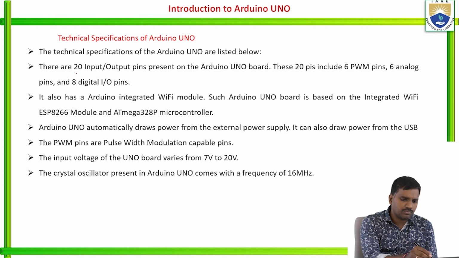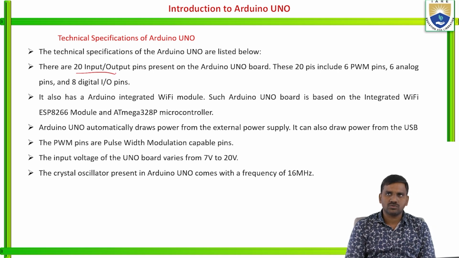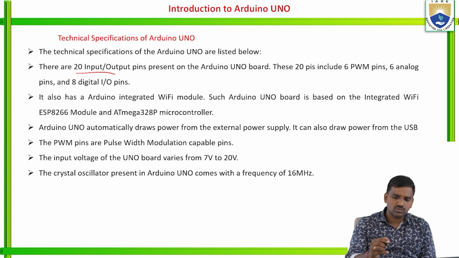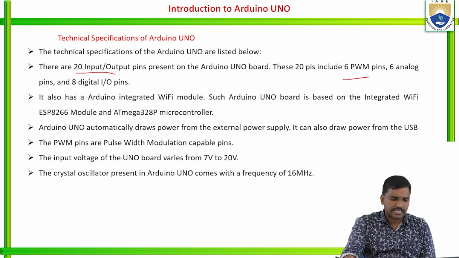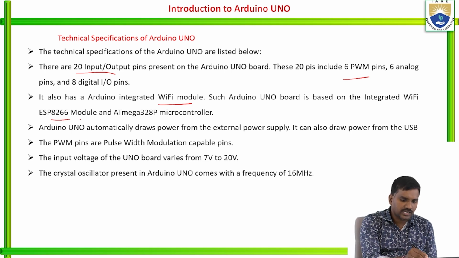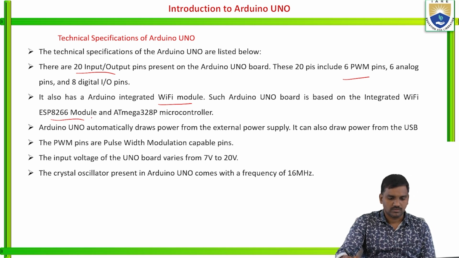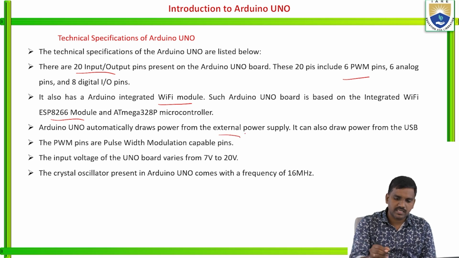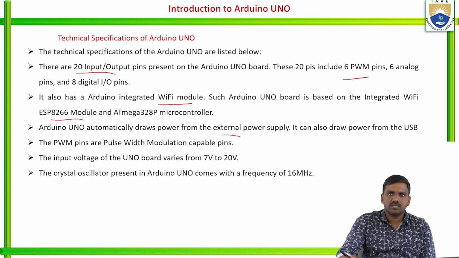There are 20 input and output pins present on the Arduino Uno board. These 20 pins include 6 PWM, 6 analog pins and 8 digital pins. Next, it also has an Arduino integrated Wi-Fi module. The Arduino Uno board is based on the integrated ESP8266 module and the ATmega328P microcontroller. It automatically draws power from the external power supply. It can also draw power from the USB module.